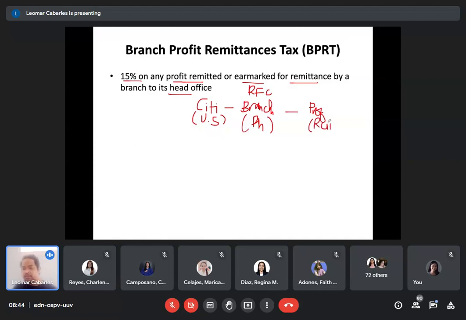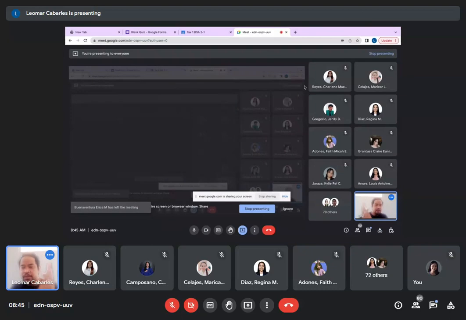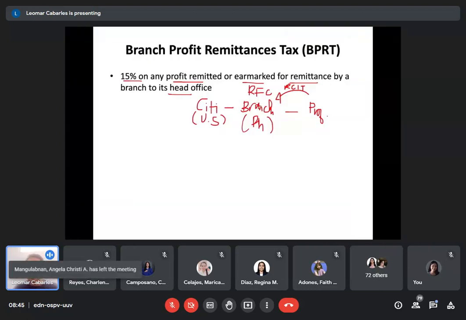Or kung FCDU yan, then yung tax rule sa FCDU. Okay, so yung profit niya. Pag na-earn niya to, meron siyang RCIT na babayaran. So which is 25%. Or kung FCDU yan dahil bangko, then it's the 10% or maybe exempt. Okay? Yung profit na to nasa Pilipinas pa. Pero as a branch, magre-remit ka dito. Dito mag-a-apply yung BPRT.